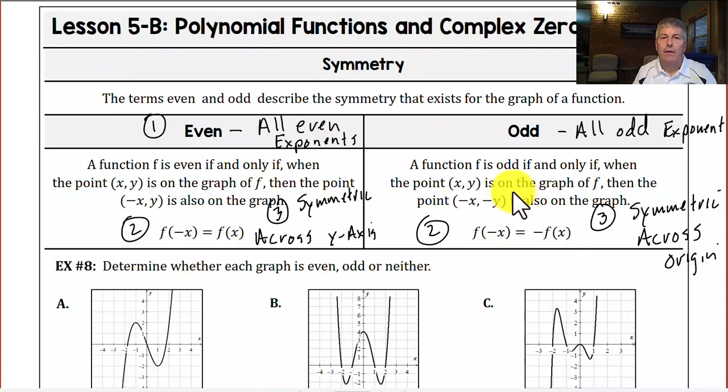Welcome back. The objective of this video is to explore even and odd polynomial functions and their symmetry. So first let's look at even functions. An even function is a polynomial function in which every term will have only an even exponent.